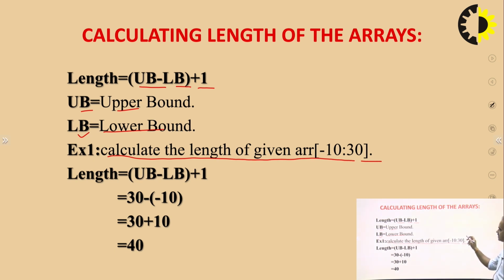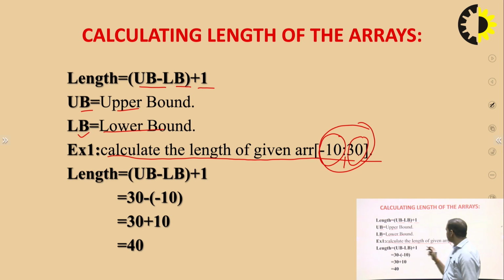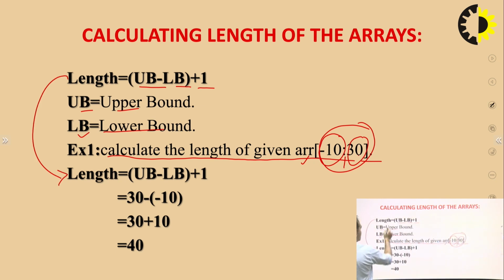The dimension of array is minus 10 colon 30. Here minus 10 is the lower bound of the array and 30 is the upper bound of the array. By using this value, we have to calculate the length of this array arr minus 10 colon 30. Here we have to use the same formula which is written here: length equal to upper bound minus lower bound plus 1.